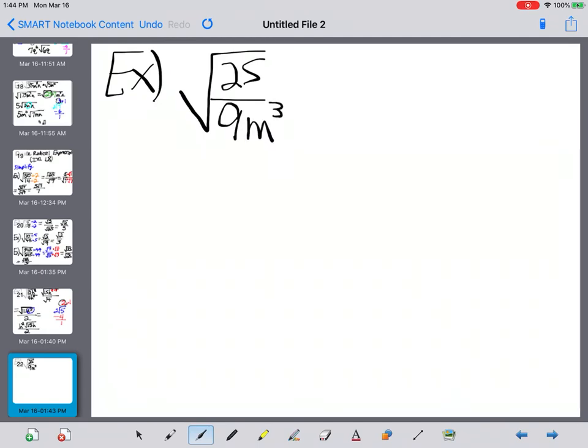Let's do it at 9m to the third and make it a little bit harder. Okay, so on this one, I can see right at the start that 25 is a perfect square, and so is 9. 25 and 9 don't have any common factors, so I can't really simplify it that way. However, I know that the square root of 25 is 5. The square root of 9 is 3. But I have to leave the square root of m cubed inside because I haven't really dealt with that yet.